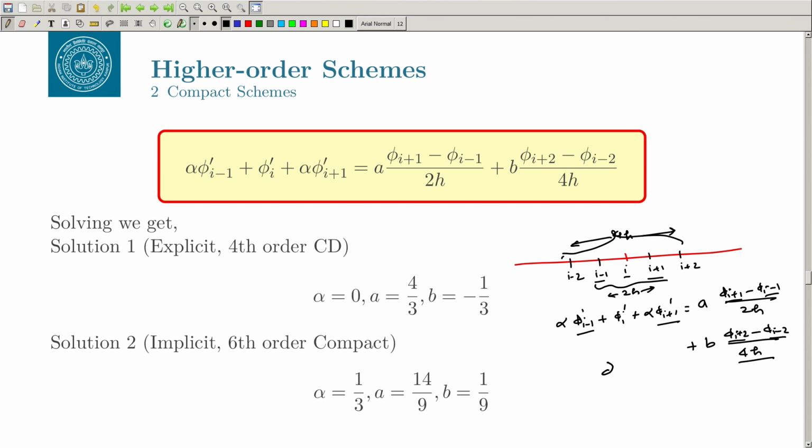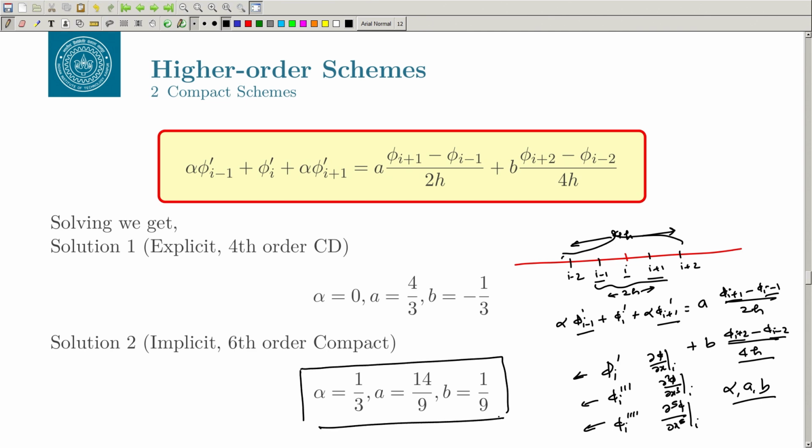And then you have to compare the coefficients on both sides of phi I prime, phi I triple prime and phi I fifth prime, which are basically del phi by del x at I, del cube phi by del x cube at I, and del fifth phi by del x fifth at I. So, if you compare this, you will get 3 equations, one corresponding to each, and you have 3 unknowns which are alpha, a and b. You can make the computations and you will get the values which are basically 1 by 3, 14 by 9 and 1 by 9, right.